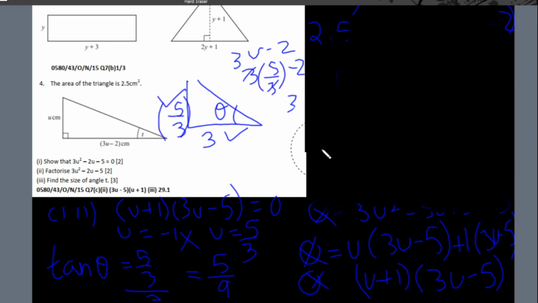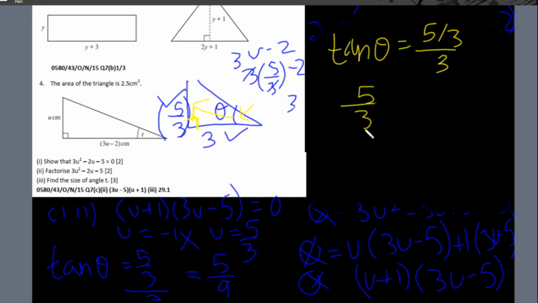So we have tan theta equals perpendicular over base. Perpendicular is 5 by 3. It's the side opposite to theta, and base is the side between the right angle, which is here, and this angle. So that would be 3. So this becomes 5 over 3 divided by 3, which becomes 5 over 3 into 1 by 3, which becomes 5 over 9.